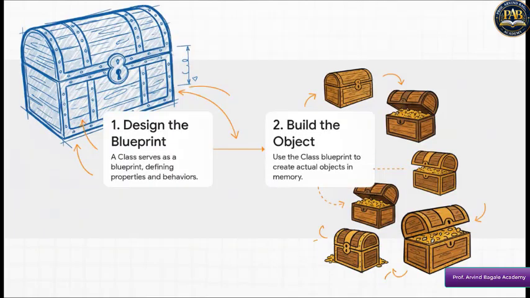Now we get to classes, and this is a really, really crucial distinction. A class is not the box. A class is the master blueprint that you use to build the boxes. You design everything about the box first, what kind of data it holds, its fields, and what it can do, its methods. Then, you use that class blueprint to create as many actual objects or boxes as you need.